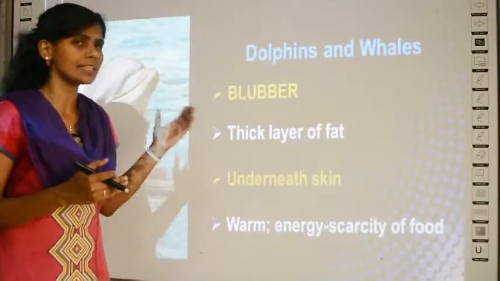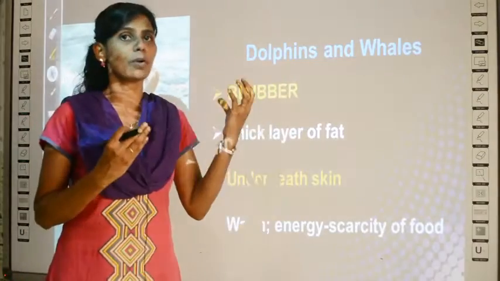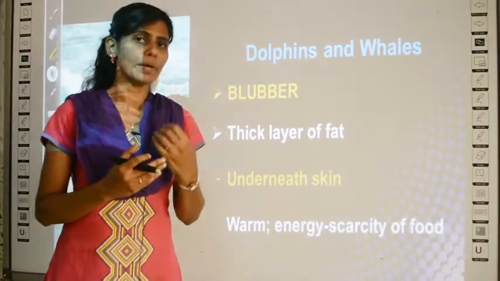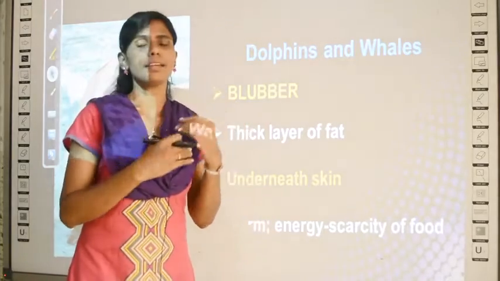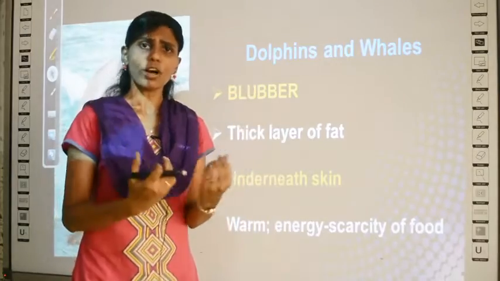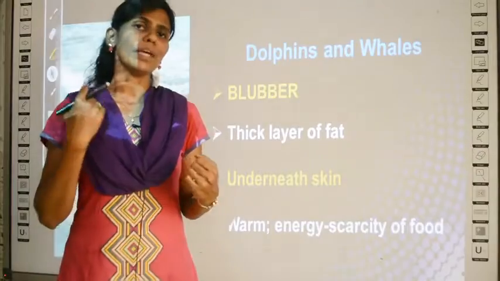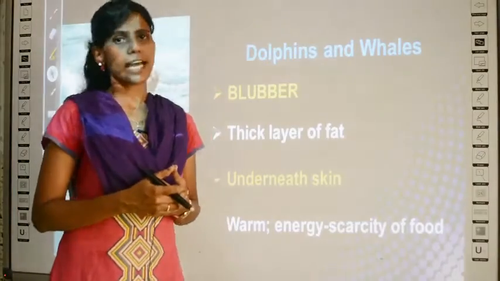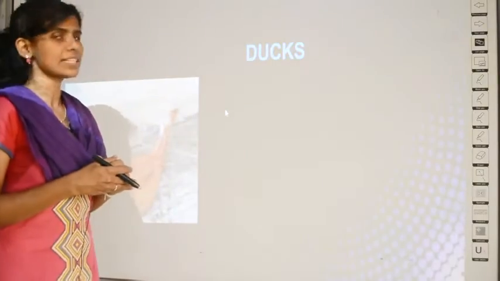So what have we learnt in this slide? Dolphins and whales have a special property called blubber. What is blubber? It is a thick layer of fat which is present underneath the skin, and because of the blubber, the dolphins and whales will feel warm, and also it can be used whenever there is scarcity of food. This is about adaptations in dolphins and whales.